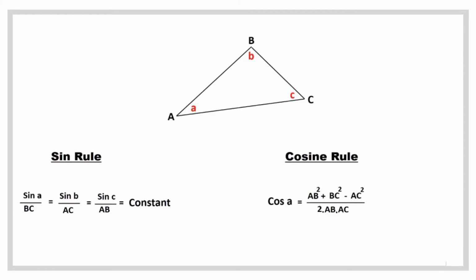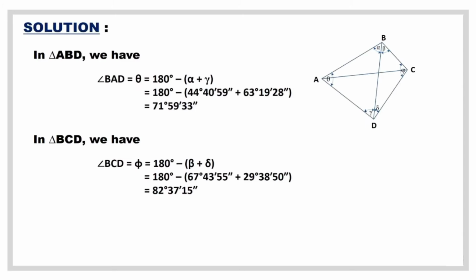Here, we have the expressions for sine rule and cosine rule. These are the main mathematical fundamentals used to solve this problem. Now, let me explain the solution. As we know, the summation of interior angles of a triangle is equal to 180 degrees. First, let's consider the ABD triangle. So we have the angle BAD, theta, equals 180 degrees minus (alpha plus gamma). Alpha and gamma values are given. So we have theta equals 71 degrees, 59 minutes, and 33 seconds.